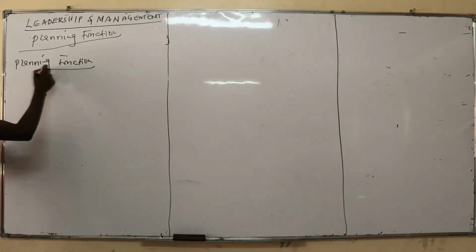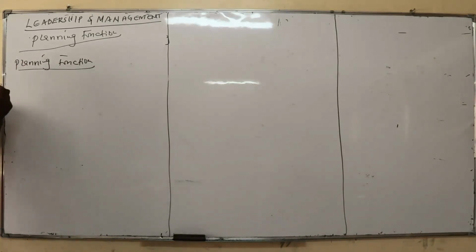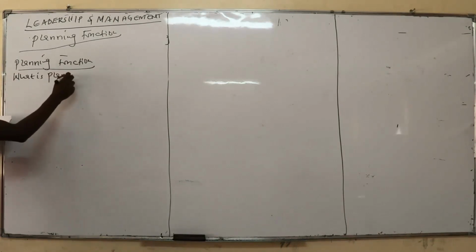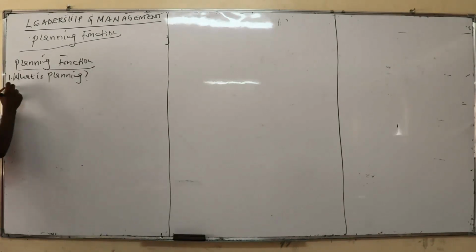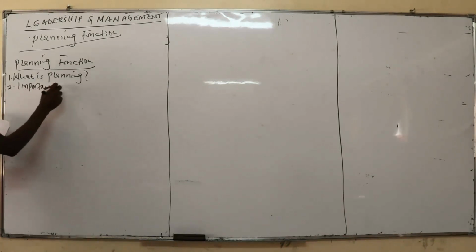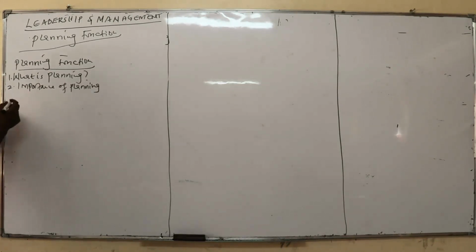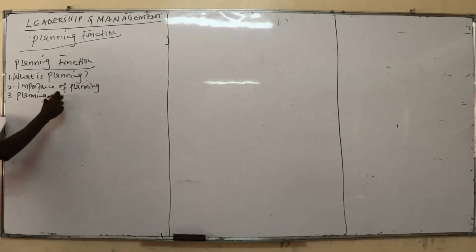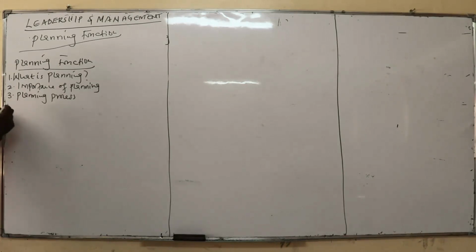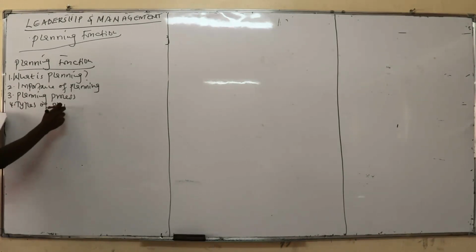By the end of this topic, we are supposed to understand what is planning. Two, we are supposed to understand importance of planning. We are supposed to understand the planning process. We are supposed to understand types of plans. And then we also understand approaches to planning.